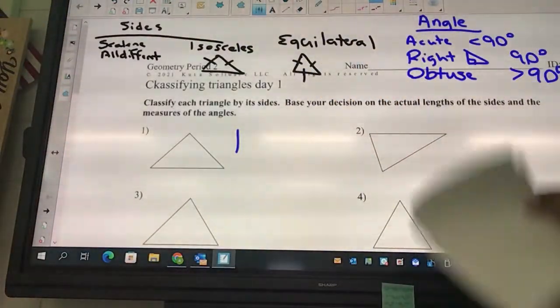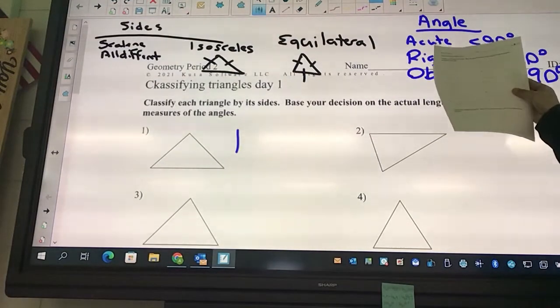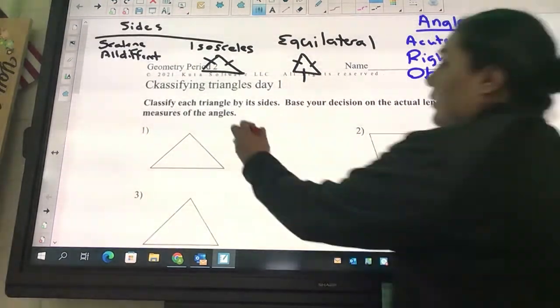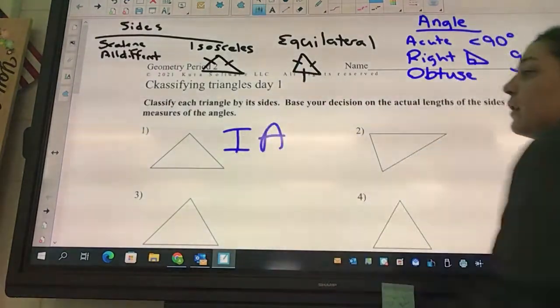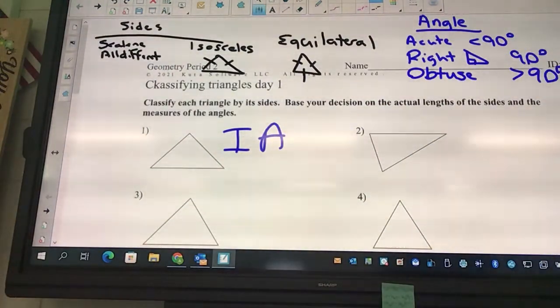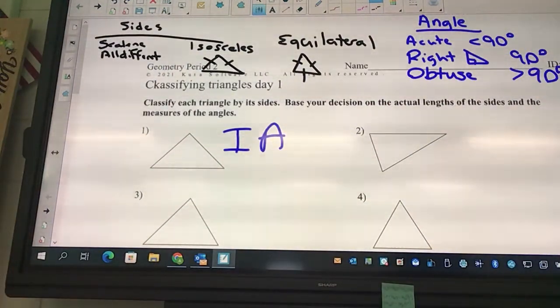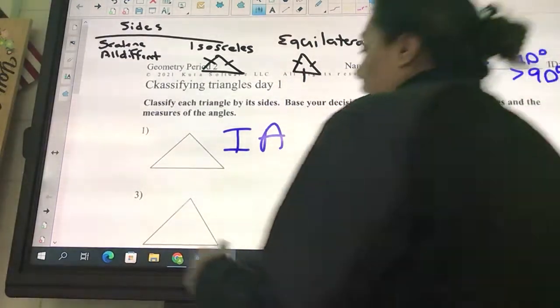And what do we think? Does one of them look like it's bigger than 90, right, or acute? Acute. Okay, so I'm shortening it down. We don't need to write the whole word out. It's unnecessary.